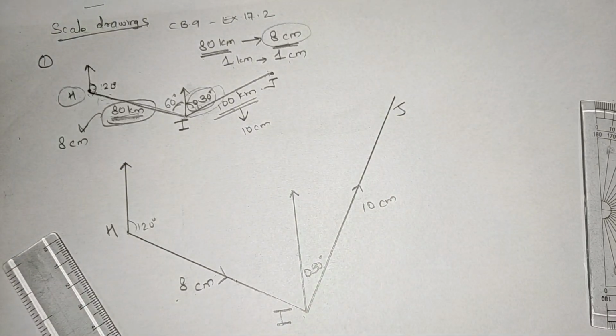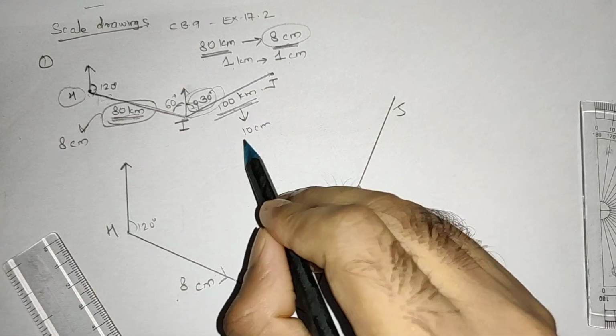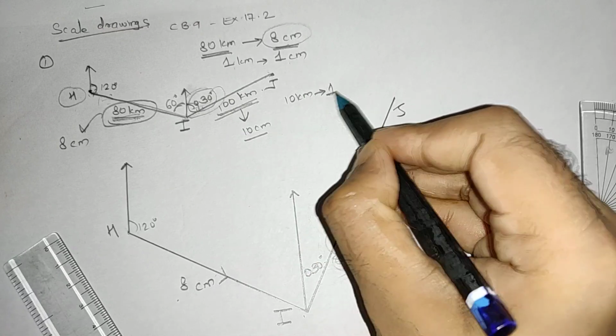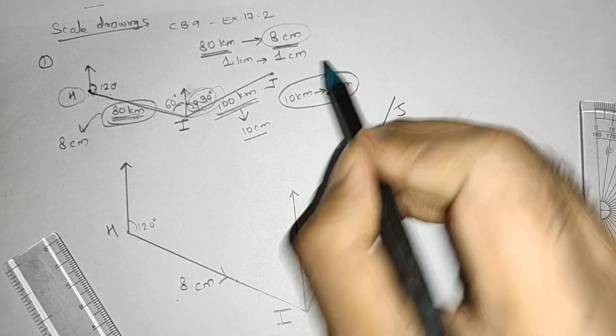So mark the arrows. So what is the first part? Make a scale drawing of the ship's journey. Use a scale 1 centimeter representing 10 kilometer. Okay, 100 kilometer for 10 centimeter means what? 10 kilometer is 1 centimeter. That scale is used over here.